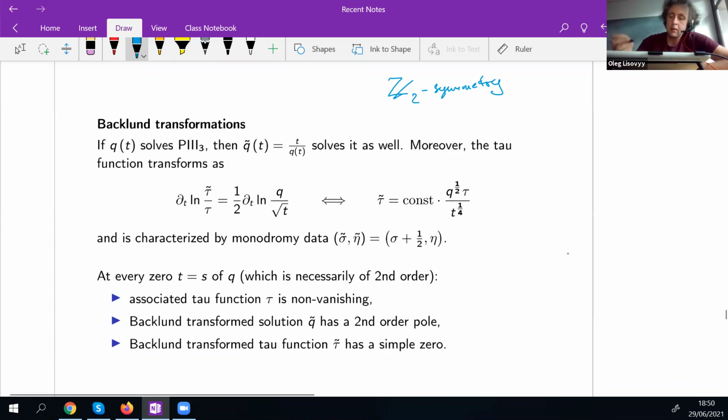Okay. And the monodromy data transform under this Backlund transformation in a fairly simple way. Basically, this transformation simply shifts the exponent sigma by 1/2.